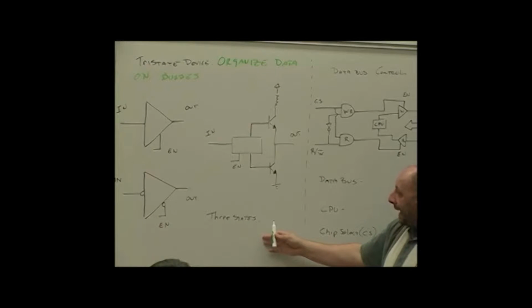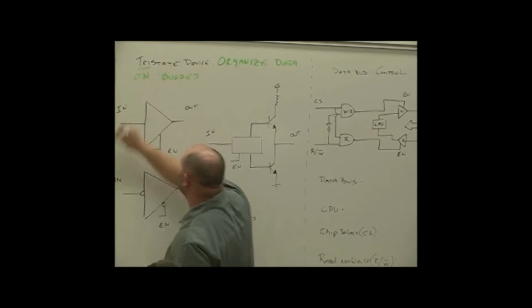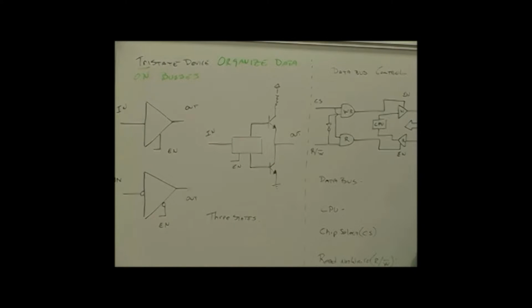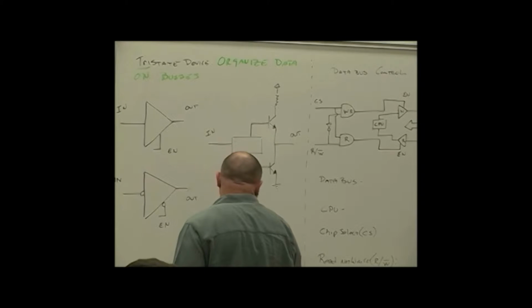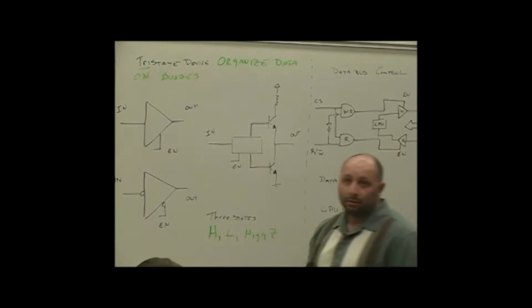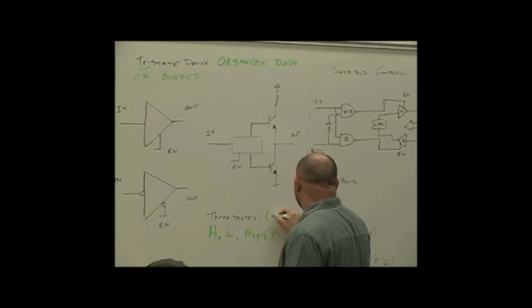So there are 3 states I can have for a tri-state device, because tri means 3. What do we got? High, low, high Z. What does that reflect or infer to? 3 states of what? Outputs. 3 output states.